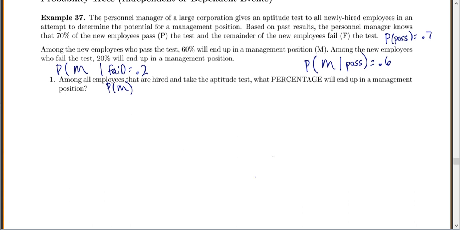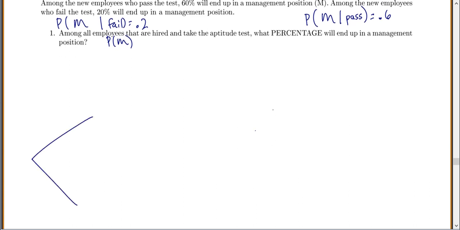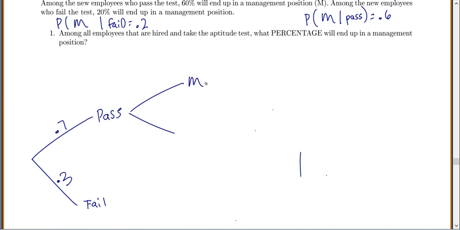So this is far easier if we do what's called a probability tree. First, when someone gets hired, the first thing that happens is they take the test, and they can either pass or fail. And we said the probability of anyone passing is 70%, so 0.7. Now your two branches will always add up to 1. So if you have a 70% chance of passing, that means you have a 30% chance of failing. Then if you pass, you can still end up in management or not management. If you fail, you can still end up in management or not management.